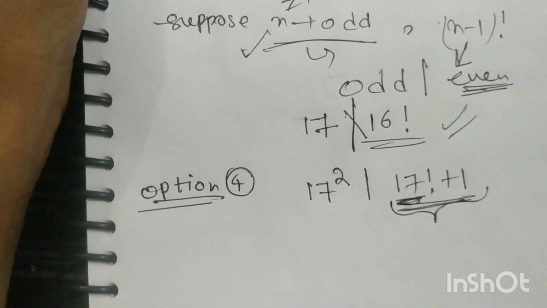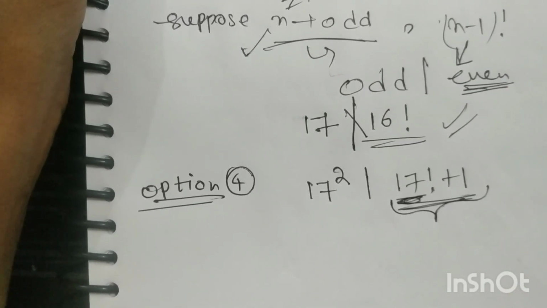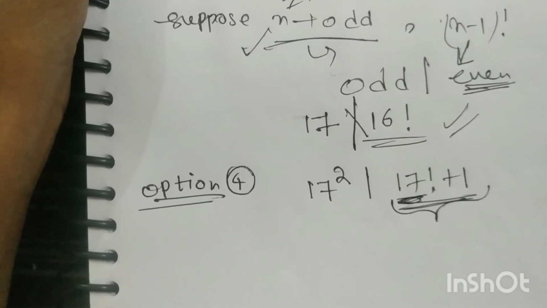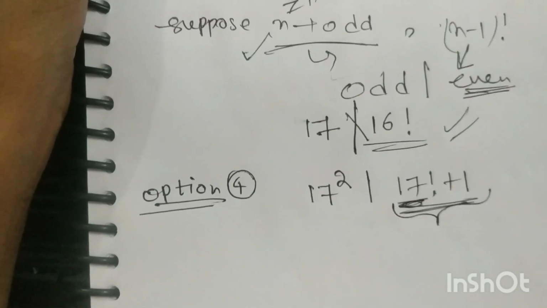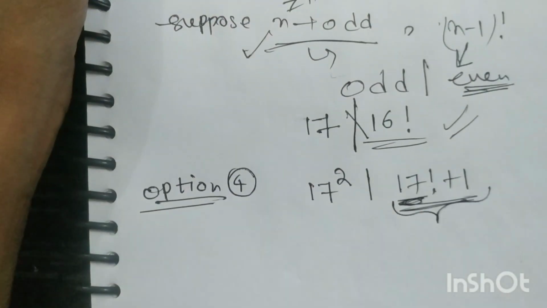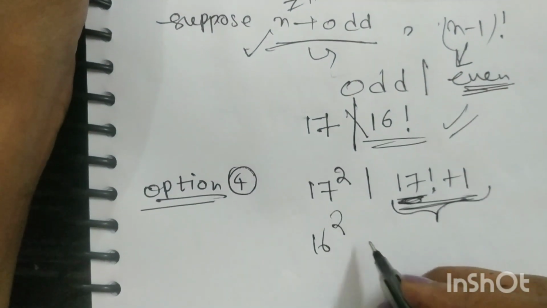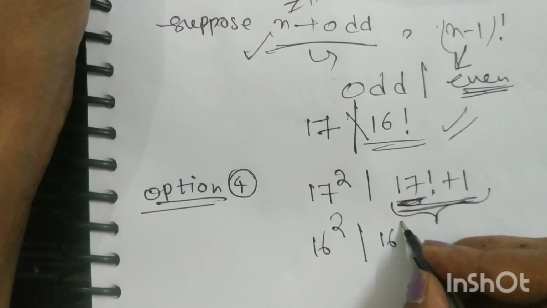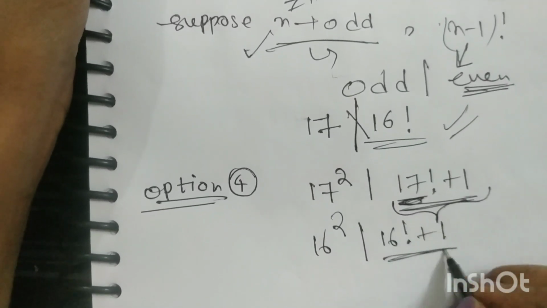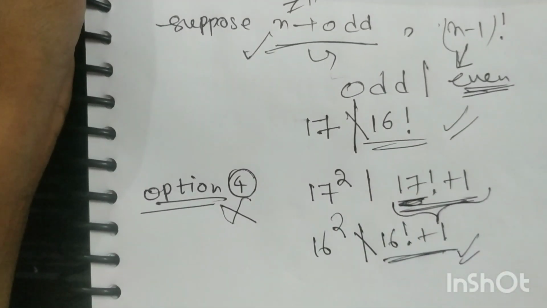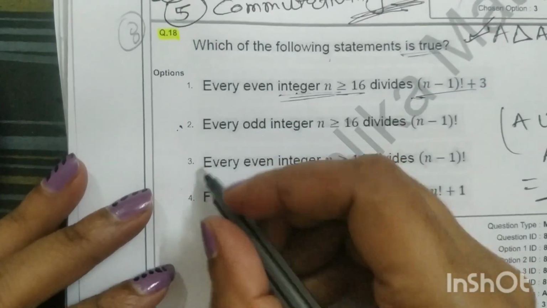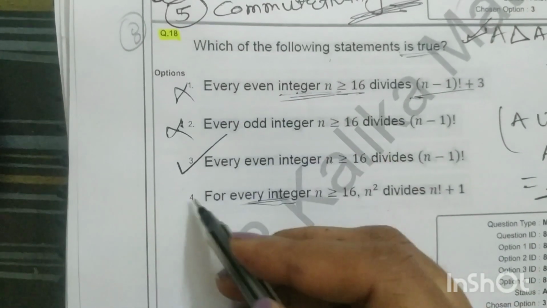Okay, let me think again. What can we say? What about if we take 16? Because every integer we can take. If we take the square of 16 and 16 factorial plus 1, then it will be odd, so it will not divide. So that is why option 4 is also not correct. So the remaining option, the third, will be correct, and you can just verify it. So these 3 are incorrect.